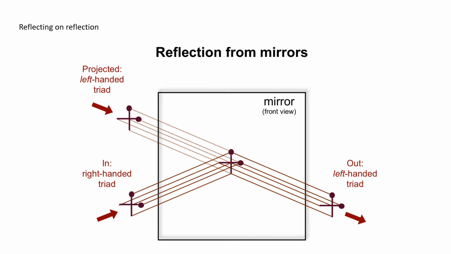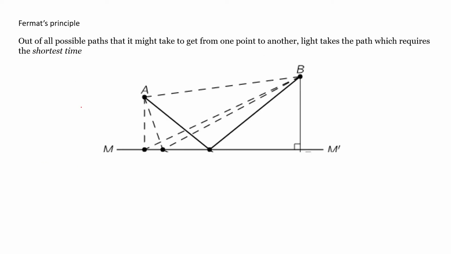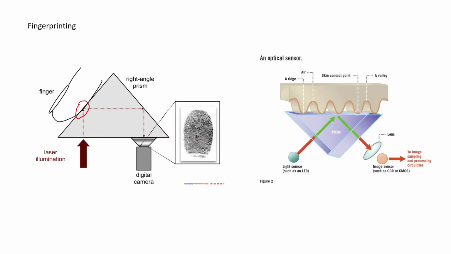Now another application of this simple reflection is fingerprint sensors. If you have used a fingerprint sensor, you can see that it has a prism or some glass where you place your finger, and after some time your fingerprints are captured. So you place your finger on the prism, and if you zoom in on this area, you would see that your fingerprints have ridges and valleys. So this is a ridge and this is a valley.